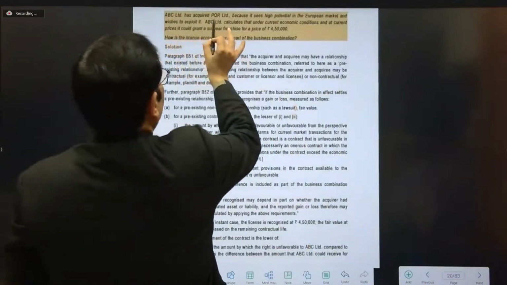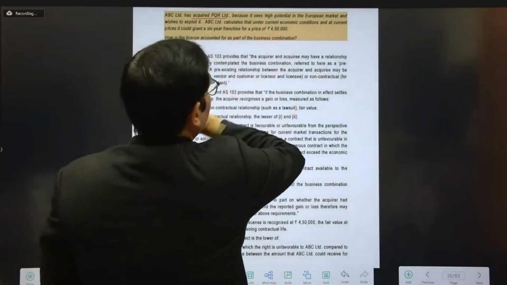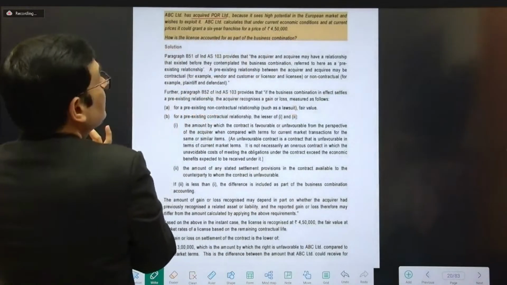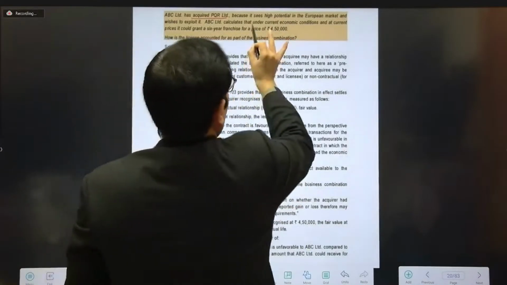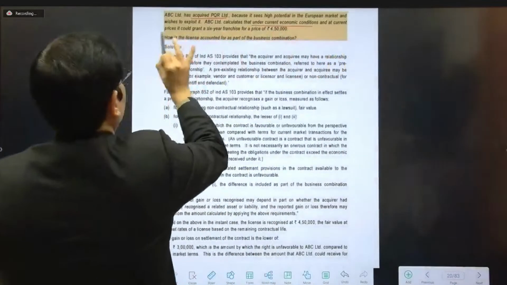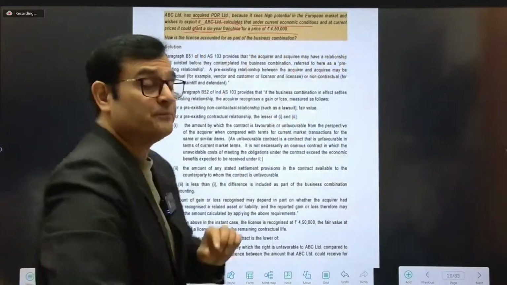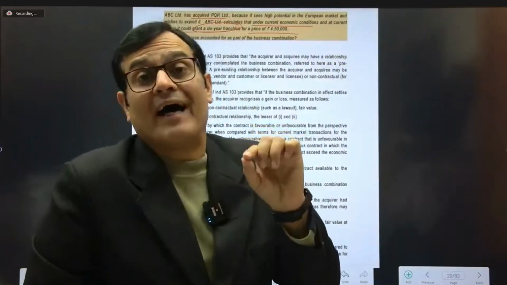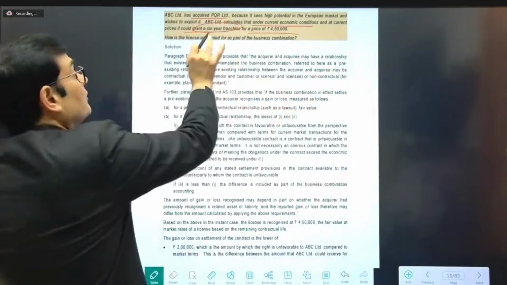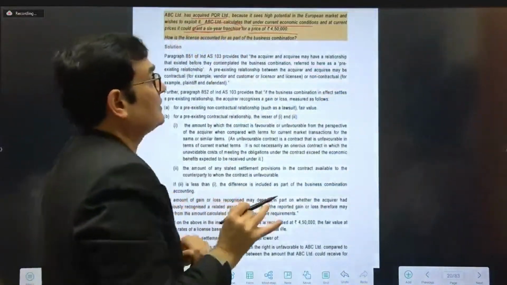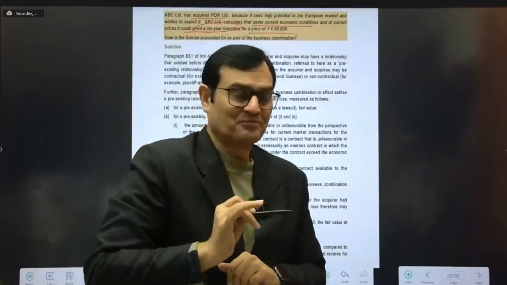Then he says ABC acquired PQR because it sees a high potential in the European market. ABC calculates that under the current economic conditions and at the current prices, it could grant a 6-year franchise at 450. If the acquirer company would have granted a license on the date of acquisition for the remaining period of 6 years, it would have granted this at a value of 4,50,000.